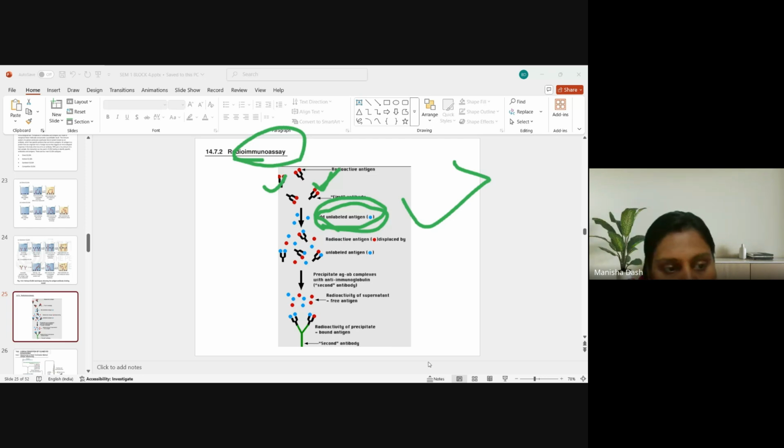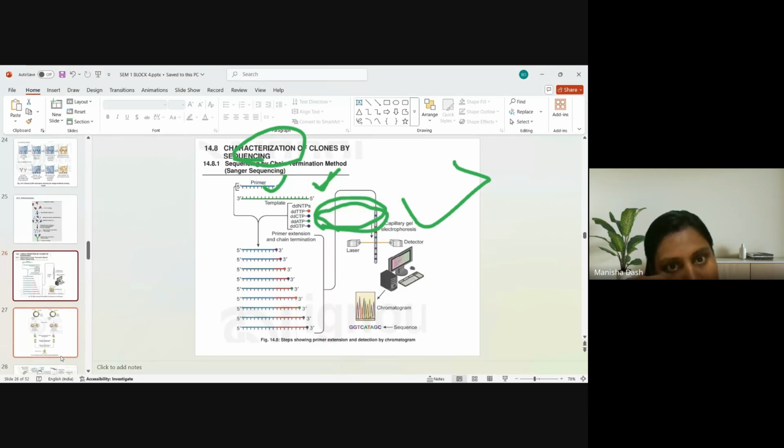Okay, see, I have put some of the questions, but let me move on now. Next we have the characterization of the clone by sequencing method. I think I will skip this part because it is not very much related to this, but I hope you have heard of Sanger sequencing, the Sanger method.